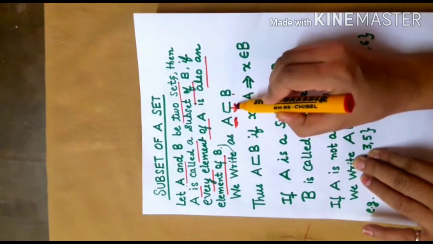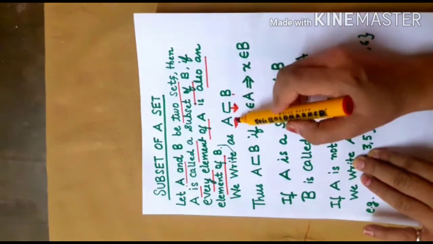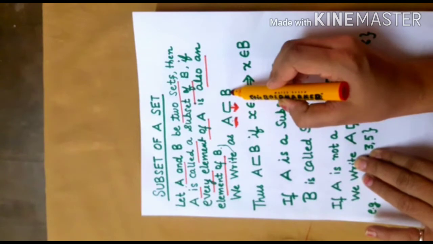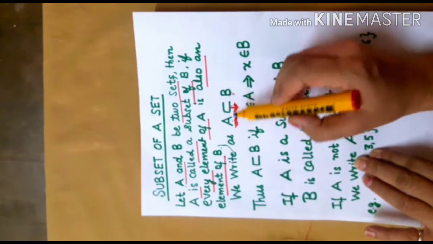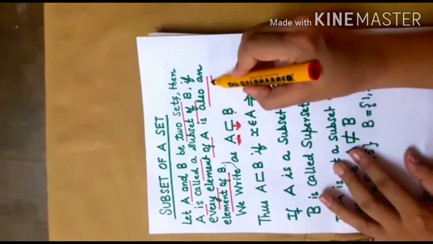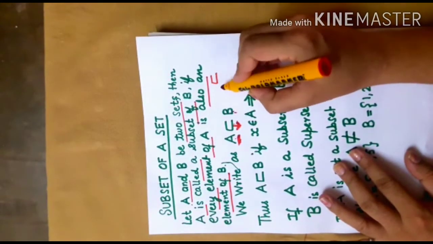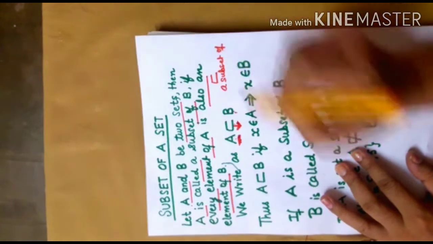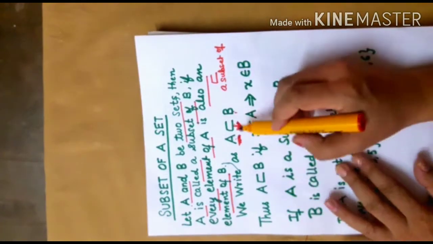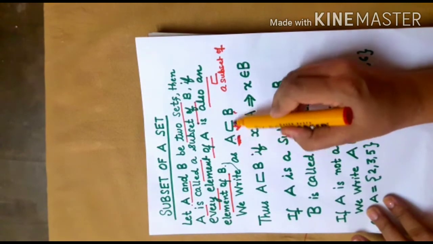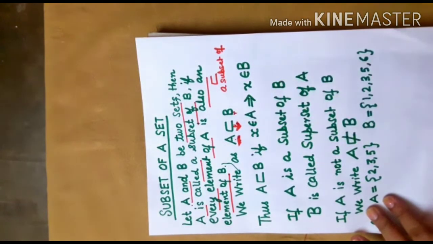This is the symbol for a subset of. And we read this as A is a subset of B, or we say A is contained in B. So remember this. This is the symbol for a subset of. So A is contained in B, or we read A is a subset of B.